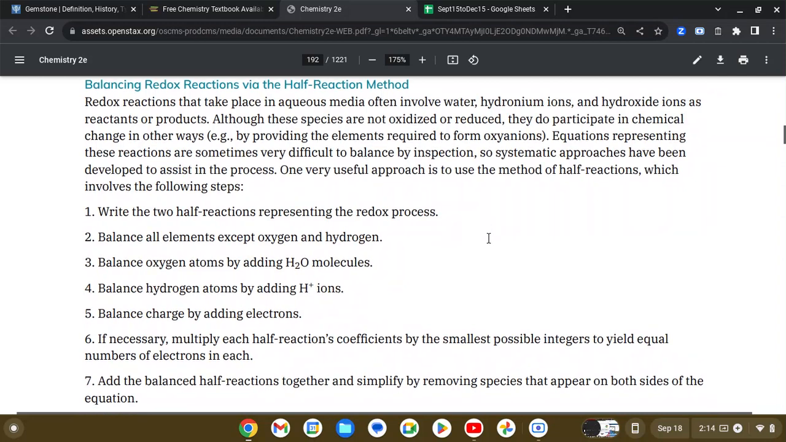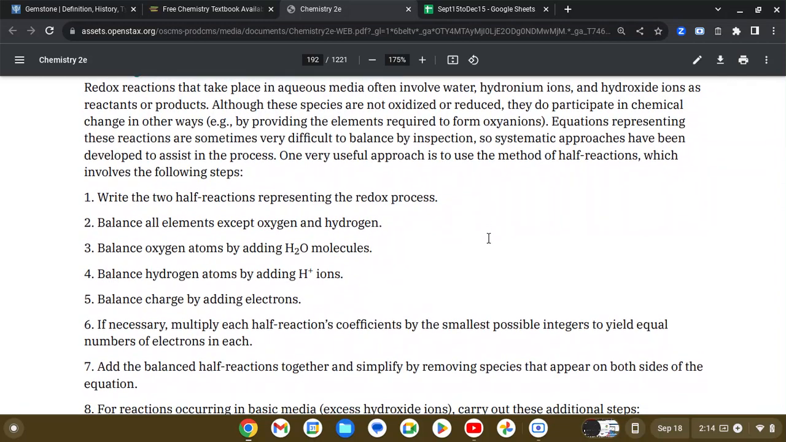Balancing redox reactions via the half reaction method. Redox reactions that take place in aqueous media often involve water, hydronium ions, and hydroxide ions as reactants or products. Although these species are not oxidized or reduced, they do participate in chemical change in other ways, e.g., providing elements required to form oxyanions. Equations representing these reactions are sometimes very difficult to balance by inspection, so systematic approaches have been developed to assist in the process.